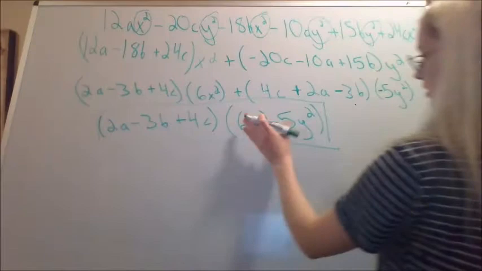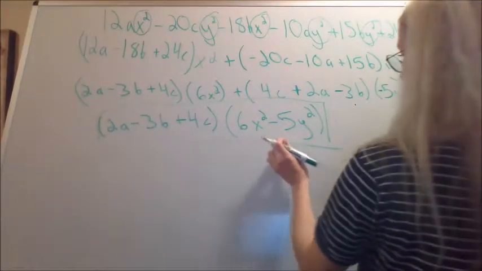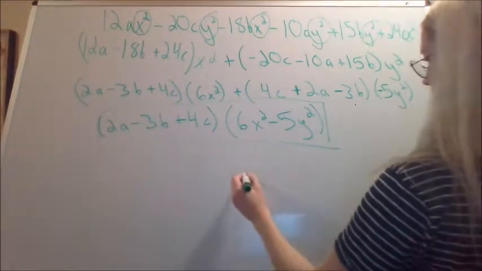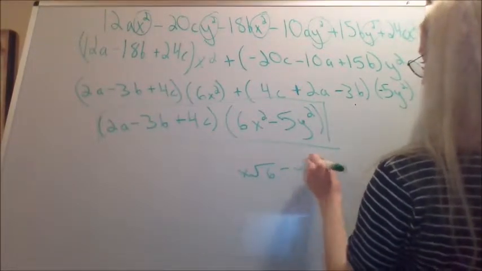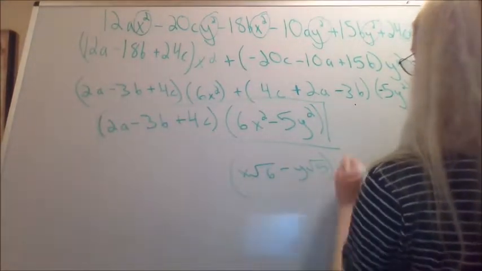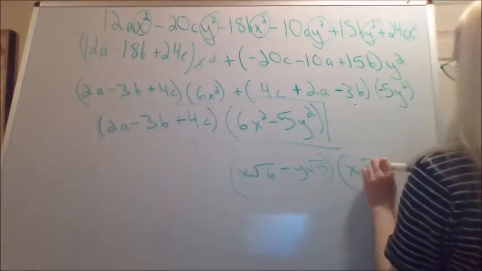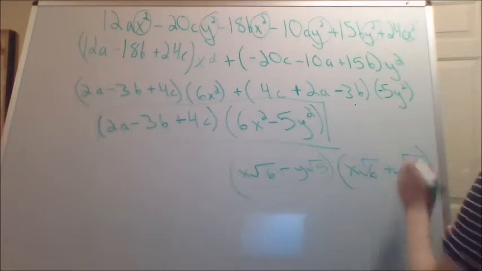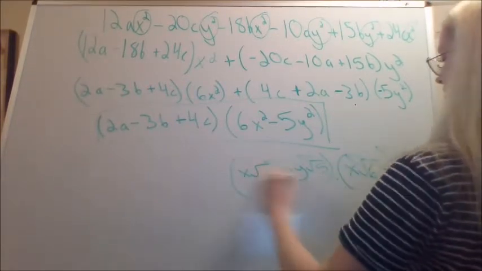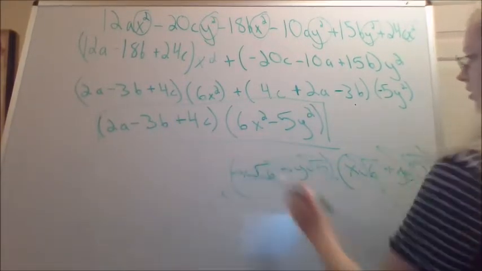And if we wanted to, we could force a difference of perfect squares here by doing x square root of 6 minus y square root of 5 times x square root of 6 plus y square root of 5, but we don't have to do that. We can just leave it in integer coefficients, so here's our answer.